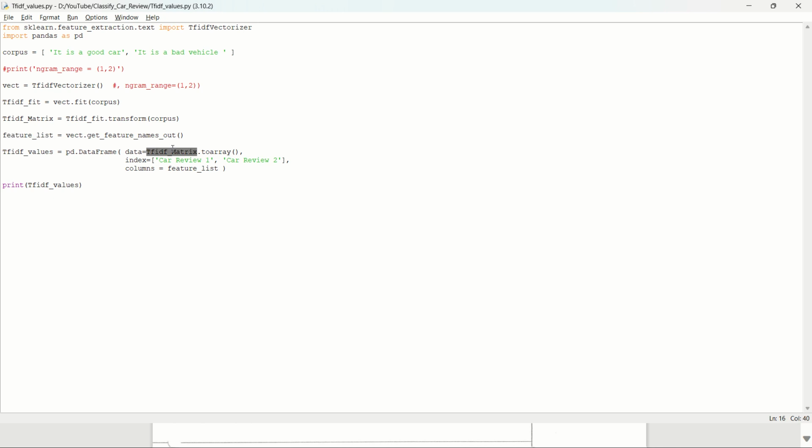Now the TF-IDF matrix is converted into an array. It is a matrix class, and now it is in the form of an array. And we are putting all of this in a data frame. The data frame, as you know, is a table with rows and columns, and rows are indexed with car review 1 and car review 2, and the columns are nothing but the feature list, that is, it, is, a, good, car, bad, vehicle. All these words are considered to be columns. And now let's see what the output for this code is.